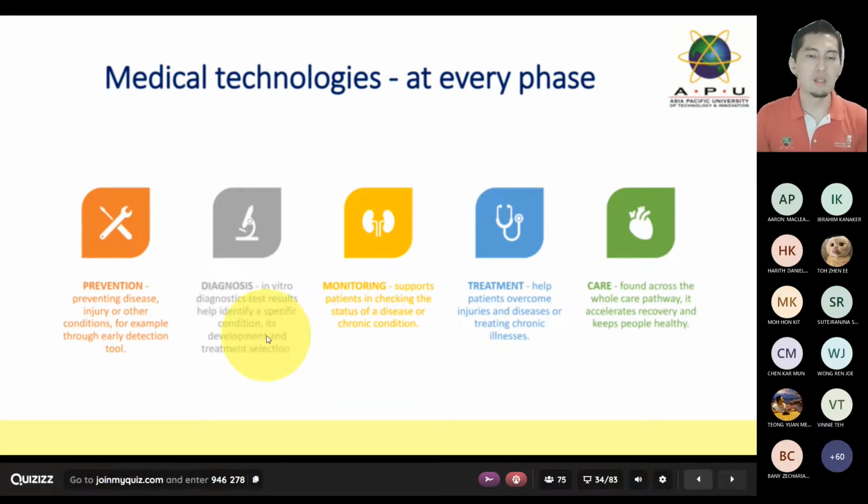So this can be even going down into identifying conditions, identifying developments, and treatment selections. All this is a better understanding with medical technologies. It's for a better understanding of patients. Not forgetting, medical technologies also is very concerned with monitoring. How are you able to monitor in terms of your own vitals, your own body's performance, as I would like to call it as well?